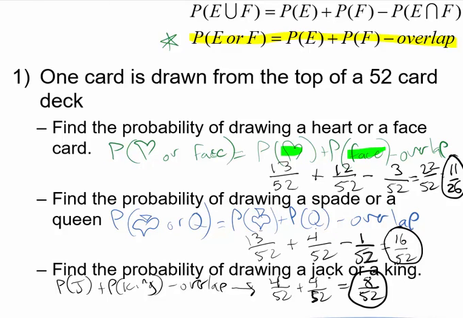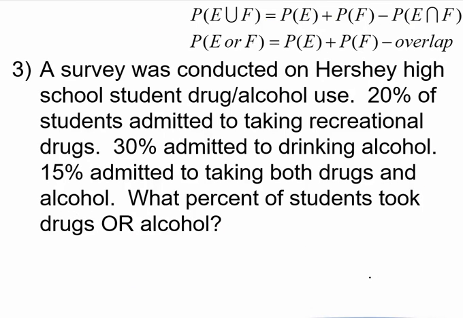And this can also be incorporated with statistics. So if we look at something like a survey dealing with maybe drug and alcohol use that you sometimes see posters of around your school, this one says, a survey was conducted on Hershey High School student drug and alcohol use. 20% of students admitted to taking recreational drugs, and 30% admitted to drinking alcohol. 15% admitted to taking both drugs and alcohol. What percent of students took drugs or alcohol?